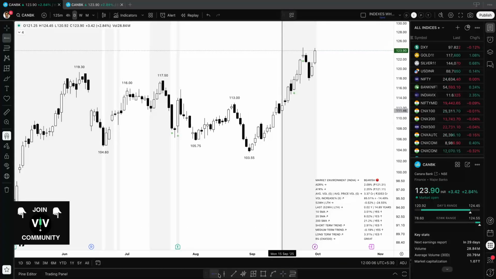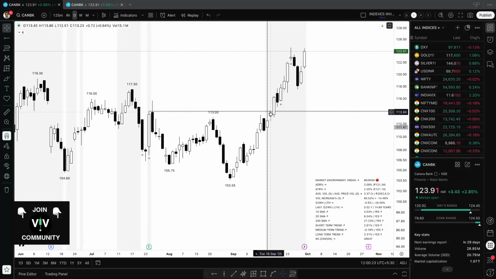But as I am a reversal trader, I take more trades in reversal than breakout. But breakouts are also fun. You will see that there was a footprint here.